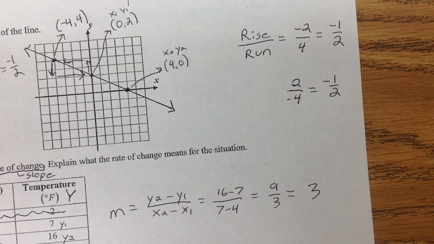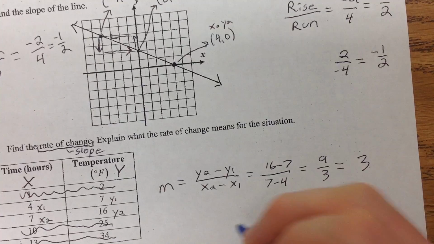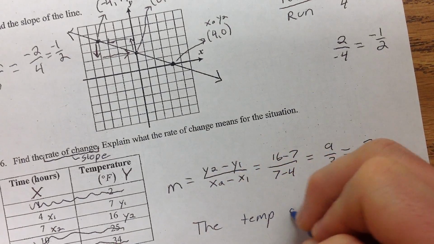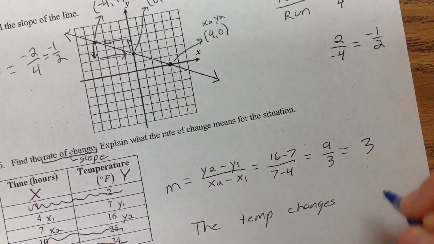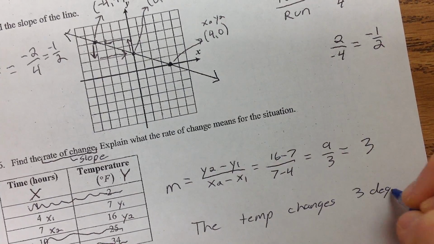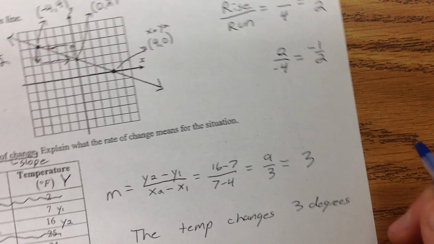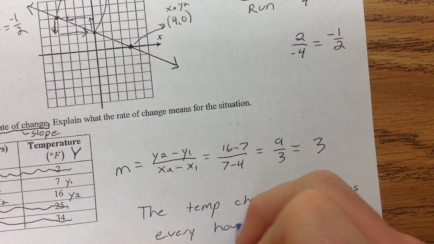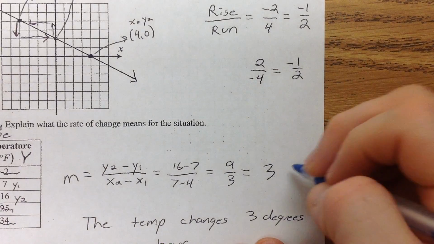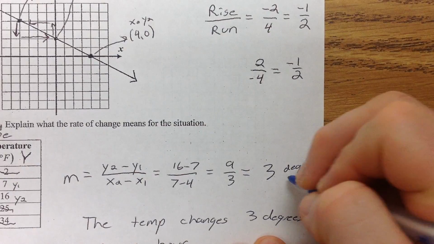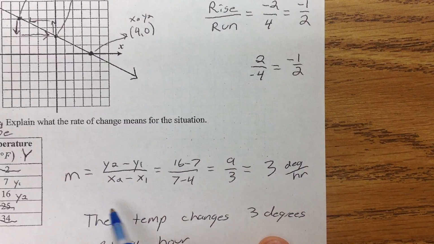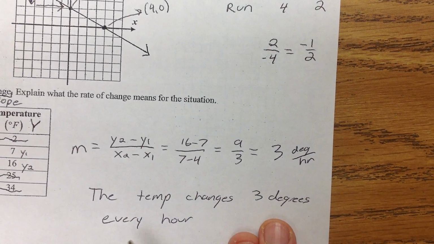So if you remember, the y is the temperature, so we're basically saying that the temperature changes 3 degrees every hour. Okay? Because remember, it was 3 degrees per hour. We put the degrees on top and we put the hours on the bottom. Okay, so the temperature changes 3 degrees every hour. All right, let's take a look at the back.